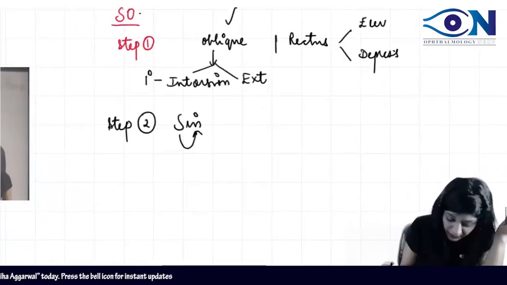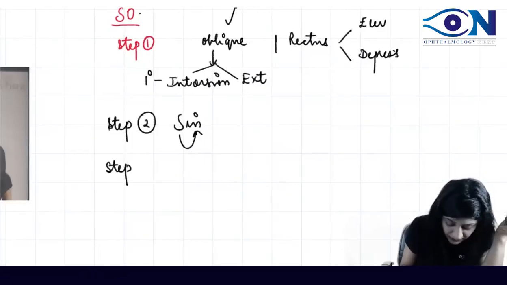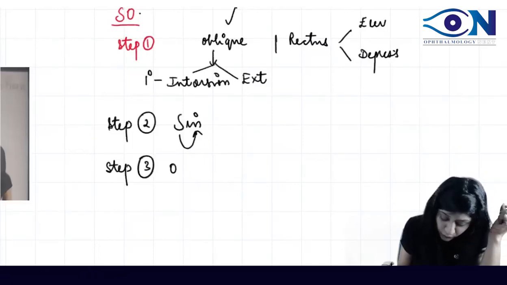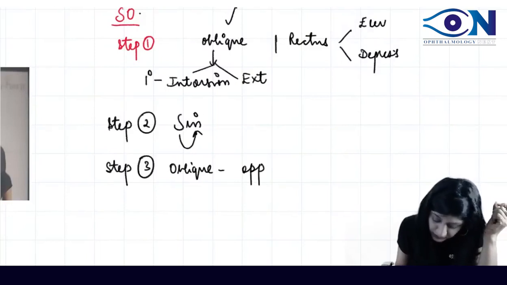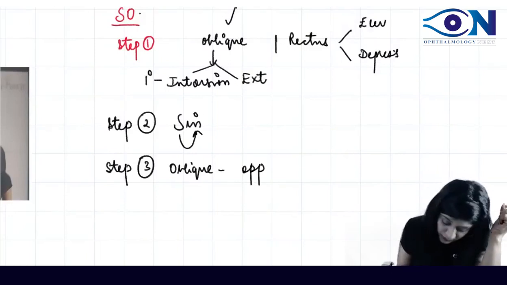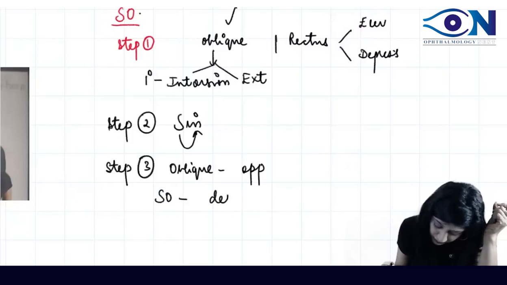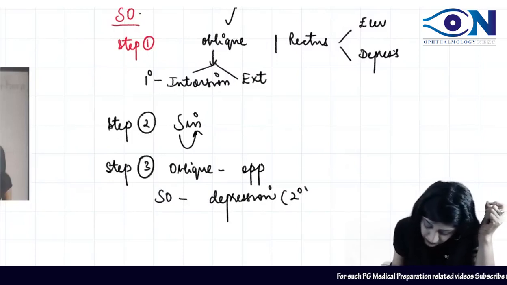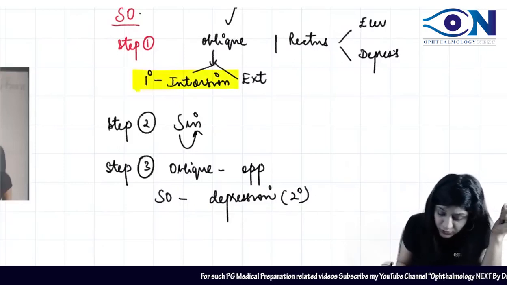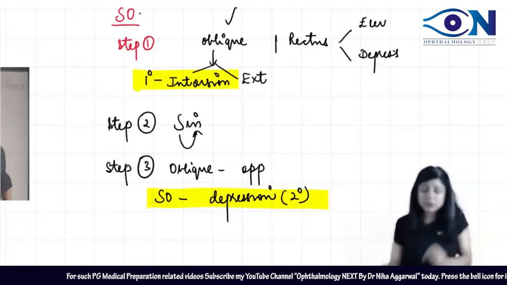Okay? Then step number 3. Step number 3 says that O for oblique and O for opposite. So superior oblique will cause depression. This will become the secondary action. So you don't have to cram it actually.